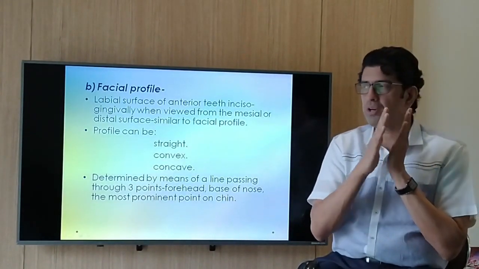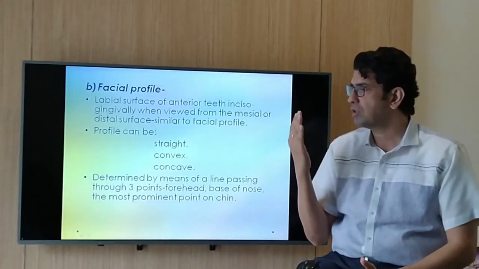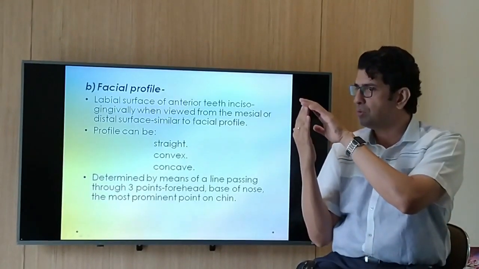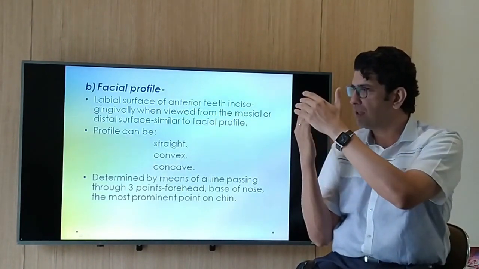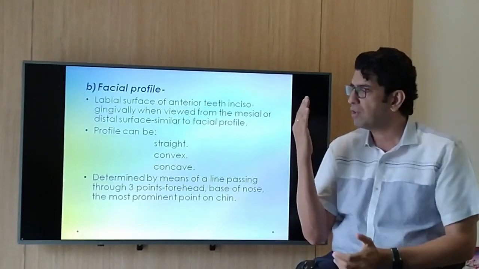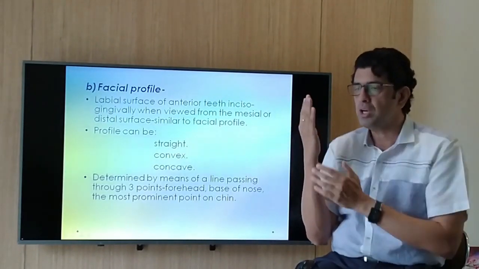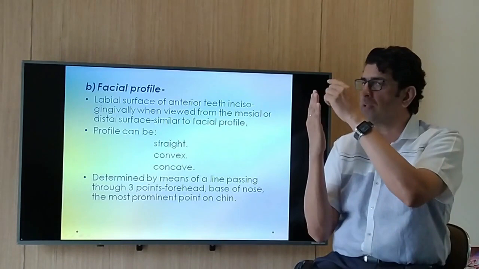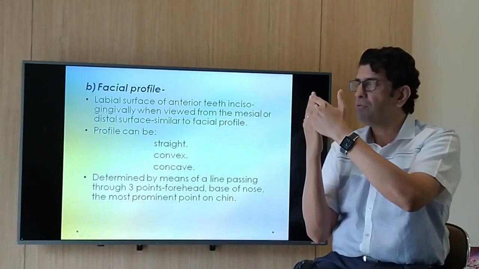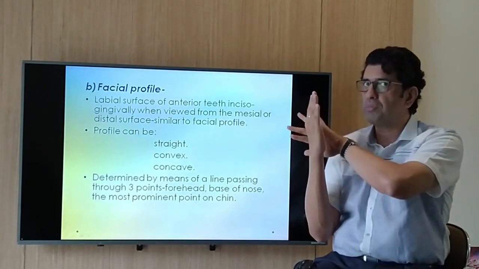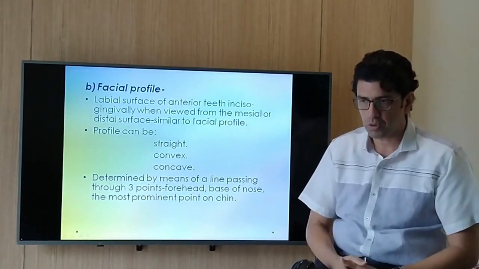When you look at facial profile, it's actually looking at the profile of the patient. So this is going to correspond to the labial surface of the anterior teeth, and that is from the incisor-gingival aspect when viewed from the mesial or from the distal aspect. You take an incisor tooth, the incisor-gingival profile when viewed from the mesial or from the distal. This is what you're going to get when you look at it from the facial profile.